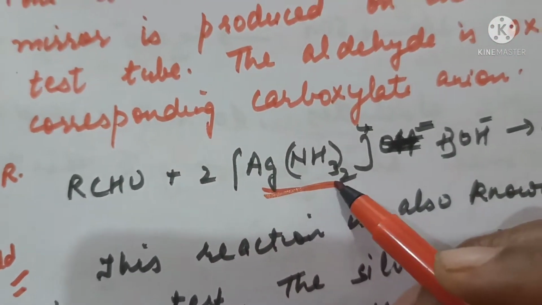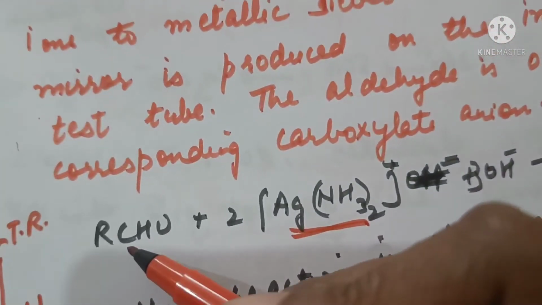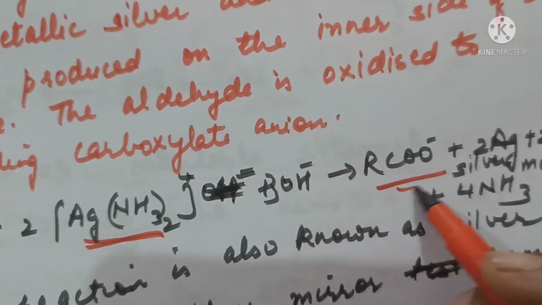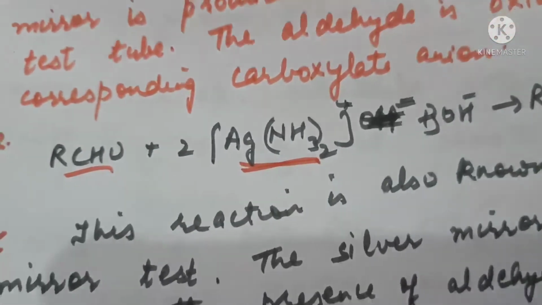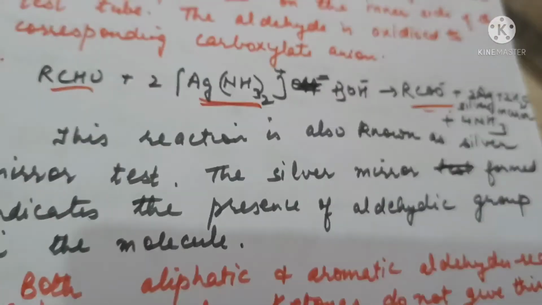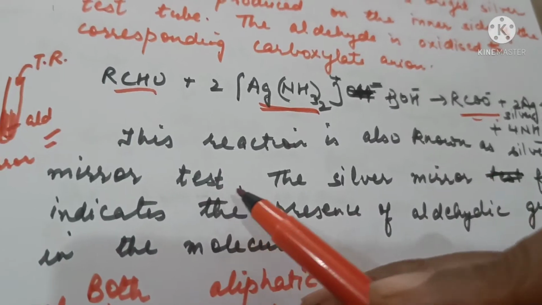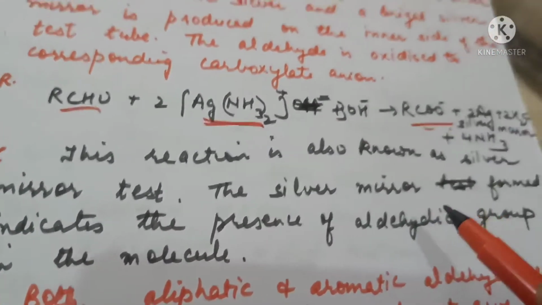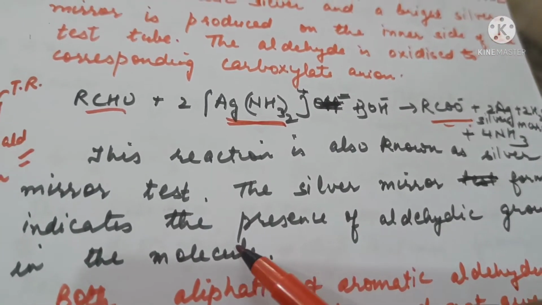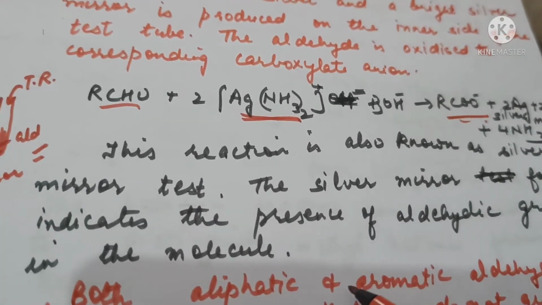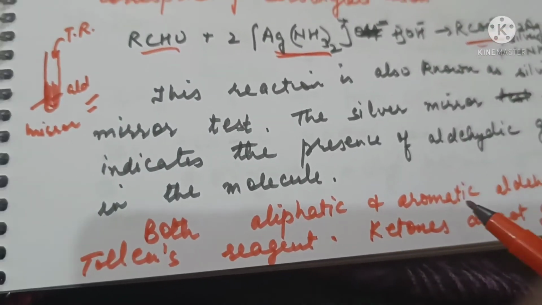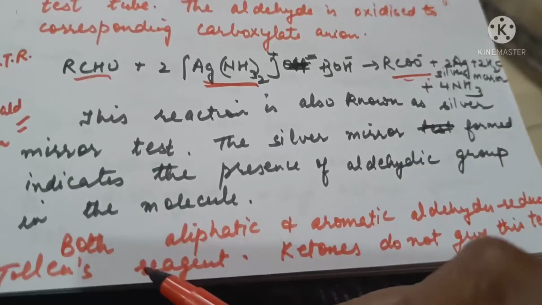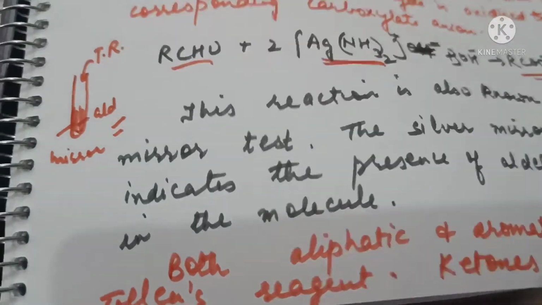So Tollens reagent is reduced to silver, whereas the aldehyde is oxidized to carboxylate ions with the same number of carbon atoms. Because a mirror is formed, this reaction is also known as the silver mirror test. The mirror formation indicates the presence of the aldehyde group in the molecule. Both aliphatic and aromatic aldehydes reduce Tollens reagent, and ketones do not give this test.